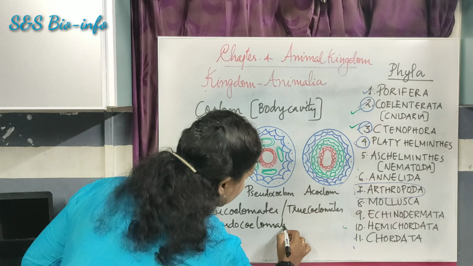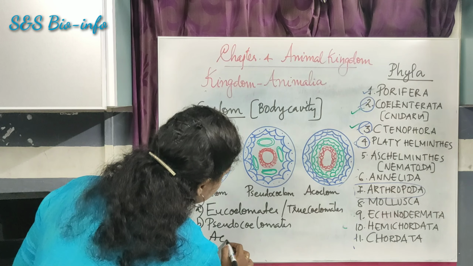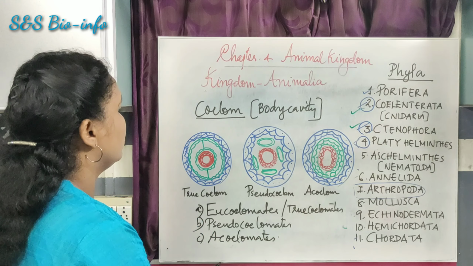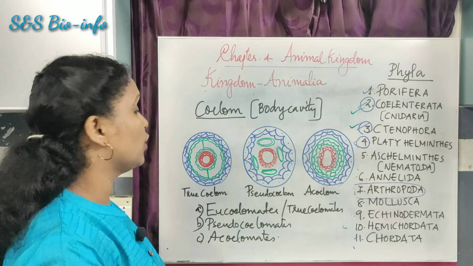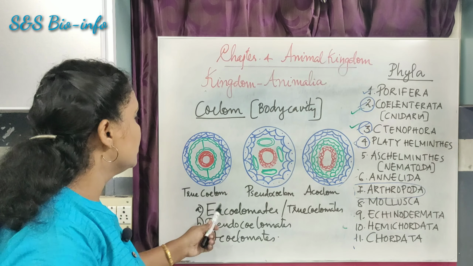Pseudocoelomates. The third one, acoelomates. So all of you look at the diagram here. This is a diagrammatic representation of different types of coelom that are found in the animals. The first one is the true coelom.